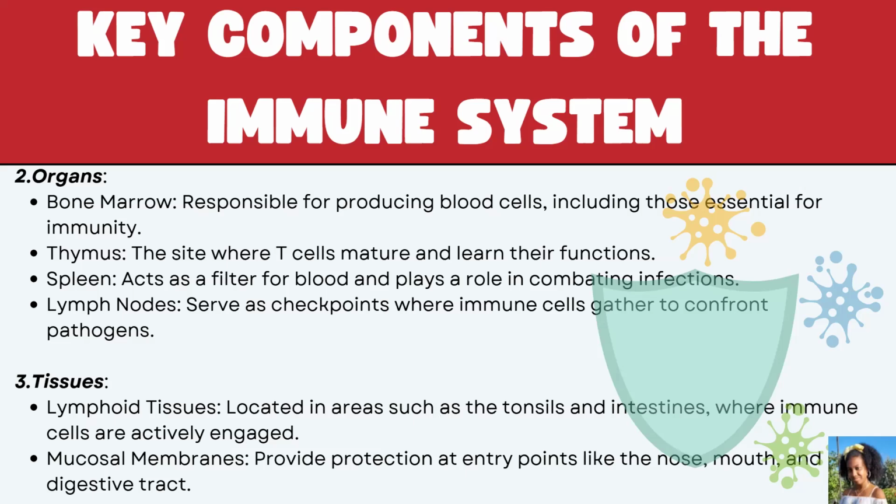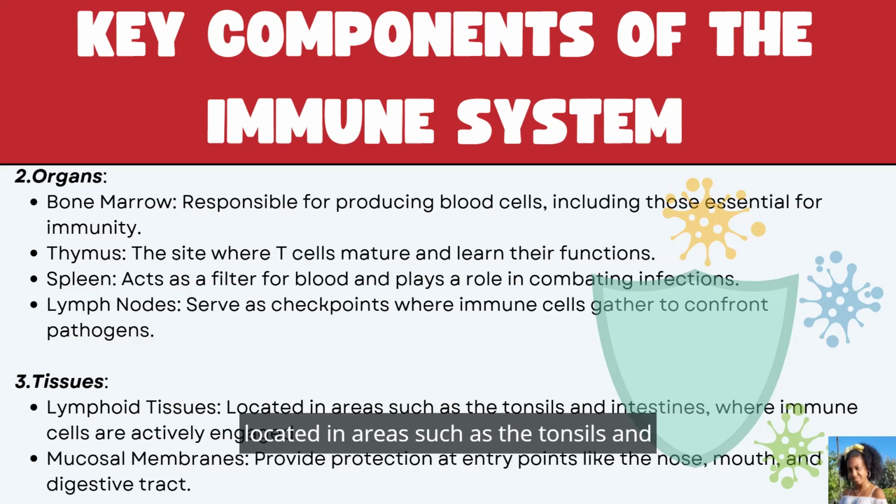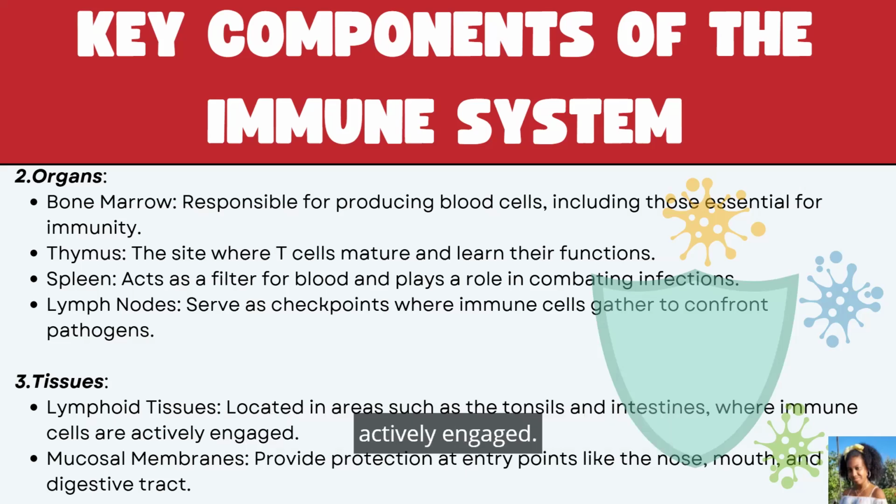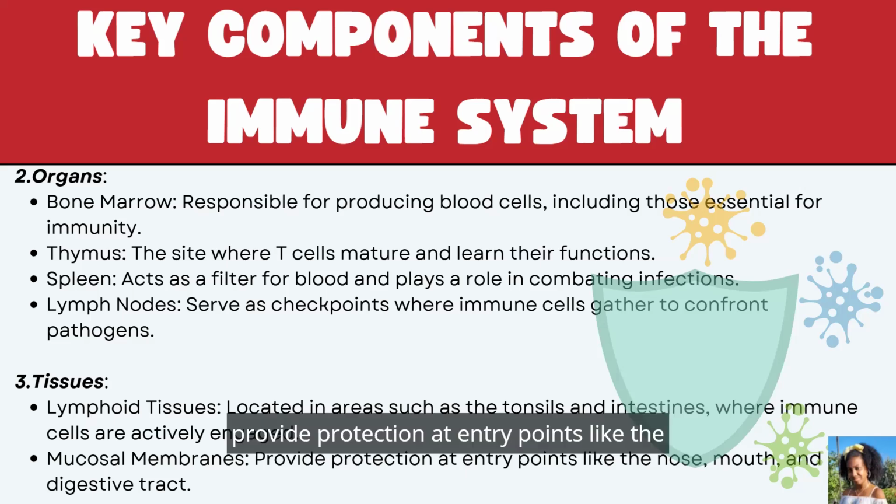3. Tissues. Lymphoid tissues located in areas such as the tonsils and intestines where immune cells are actively engaged. Mucosal membranes provide protection at entry points like the nose, mouth, and digestive tract.